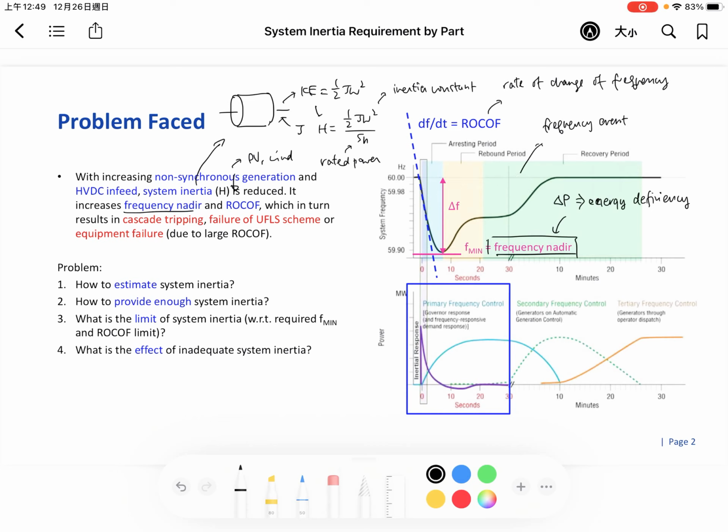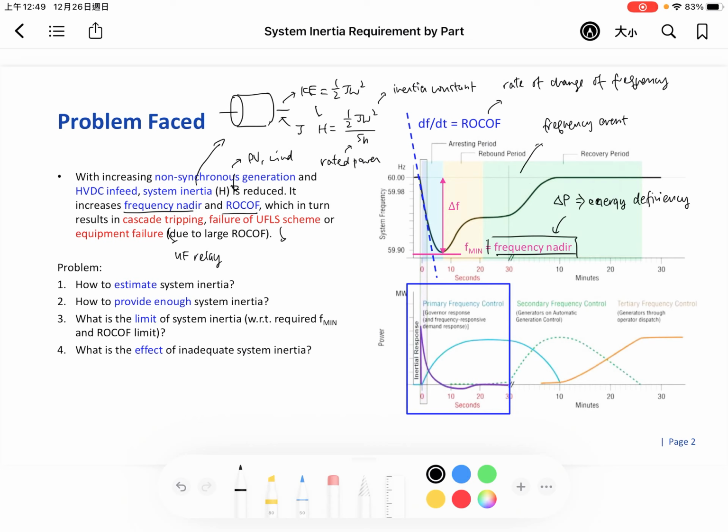And this kind of increasingly large frequency nadir and ROCOF because of the reduced inertia results in cascade tripping, which is due to the under frequency relay, failure of the under frequency load shedding scheme, because the ROCOF relay cannot help to detect, or the frequency is dropping so fast such that the system cannot react, or any kind of equipment failure.